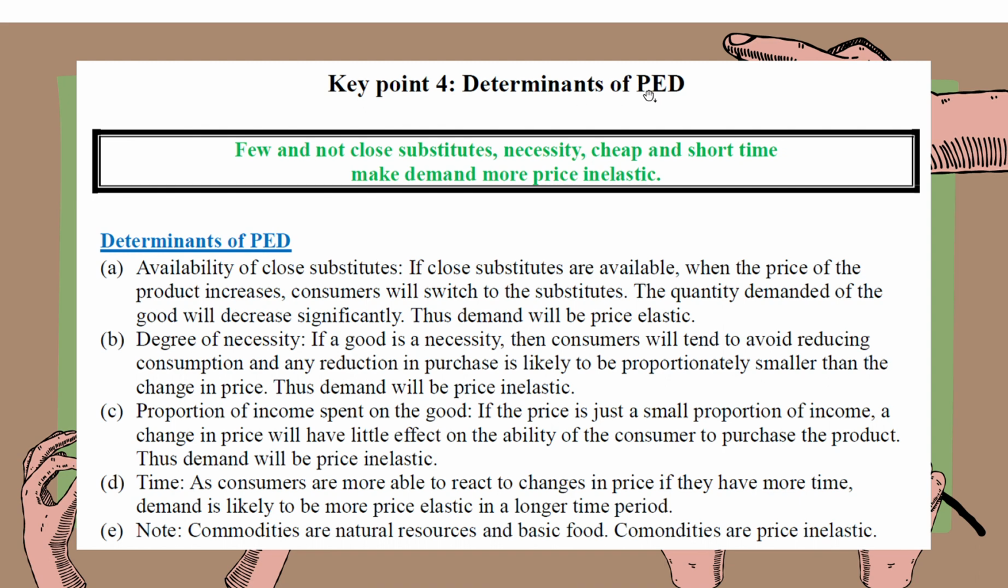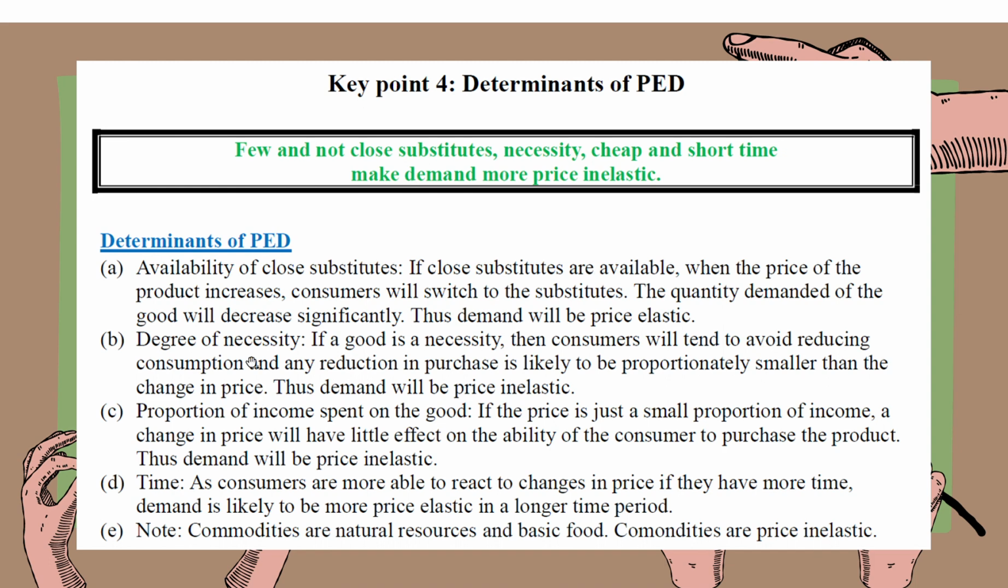We have talked about some, okay? Close substitutes or not, necessity or not, cheap or not, short time or not. All these 4 factors can make the demand price inelastic: few or no close substitutes, necessity, cheap, and short time. We'll explain it afterwards. Okay, determinants of PED. Availability of close substitutes. I remember, if close substitutes are available, the price elasticity of demand will be high, price elastic.